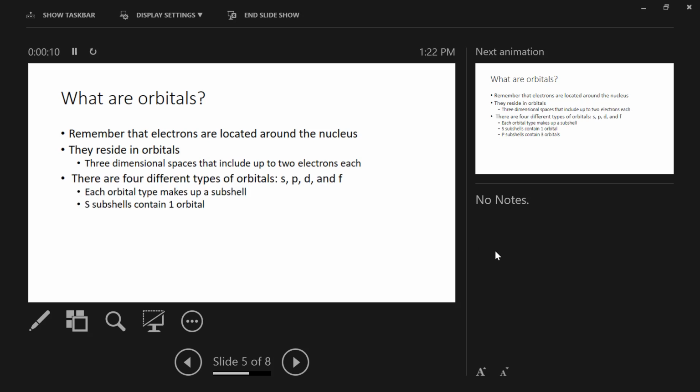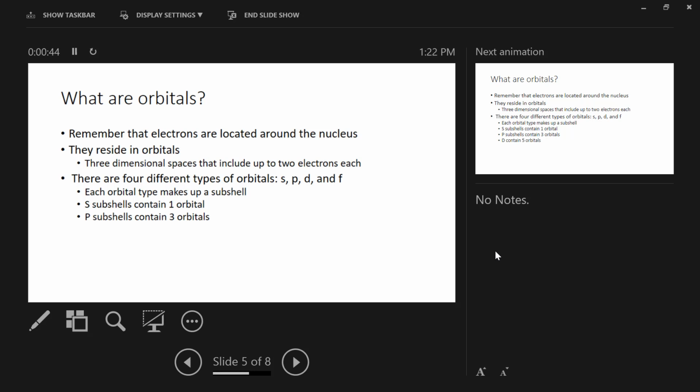All right, so s subshells have 1 orbital. Meaning that an s subshell can contain how many electrons? 2. Each orbital can contain up to 2 electrons. So if an s subshell has 1 orbital, it can contain up to 2 electrons. All right?